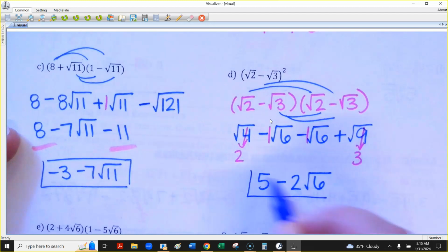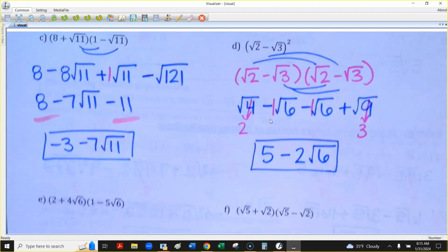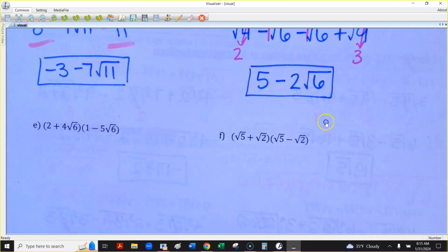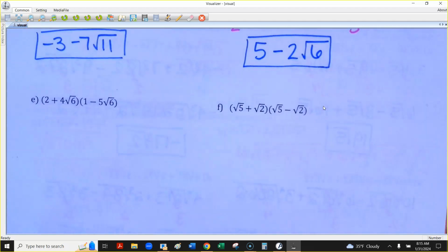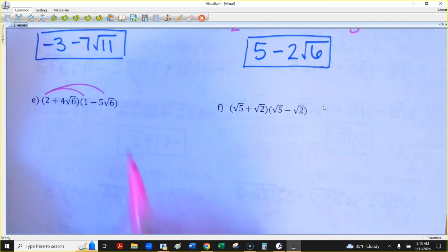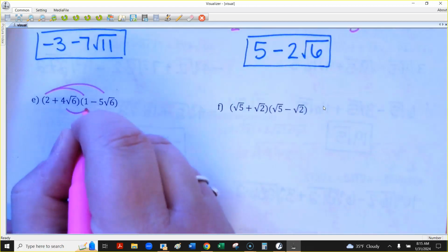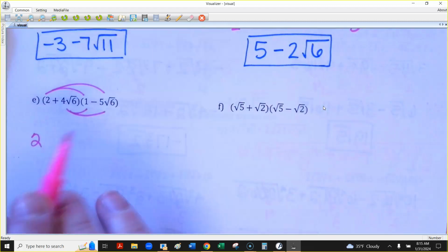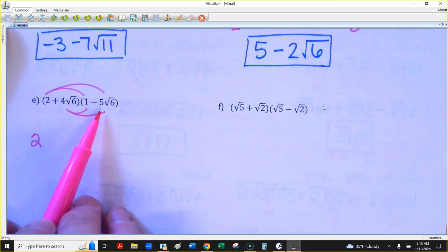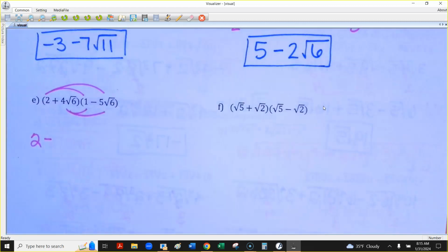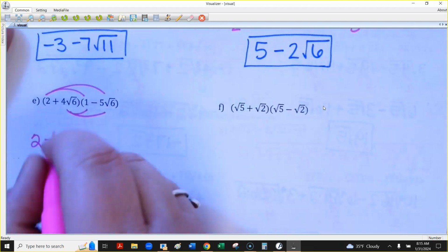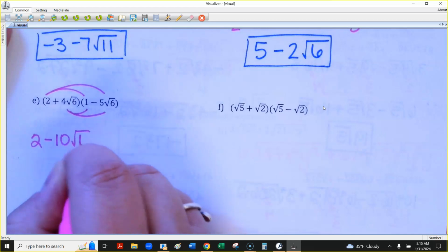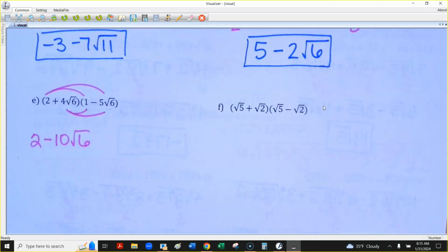All right. Now, this next one's kind of tricky because I've got some radicals that are a little bit gross in this one, but this would just be like a little FOIL again. All right, so I'm going to take 2 times both of those terms, and then we're going to take 4 roots of 6 times both of those terms. 2 times 1 is just going to give you 2. Now, 2 times this negative 5 roots of 6, you're going to multiply the numbers outside together. So I have a plain 2, and I have a negative 5 in front of that, so it'd be minus 10 roots of 6. Then I'm going to multiply 4 roots of 6 by both those guys.